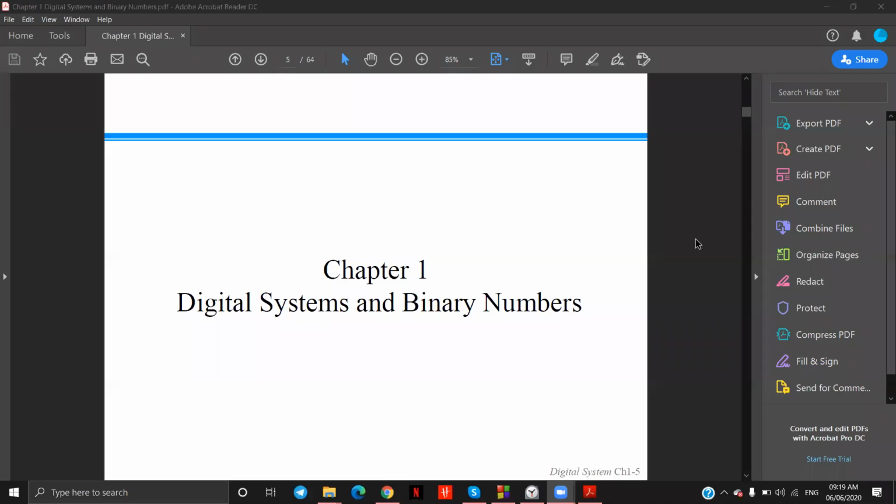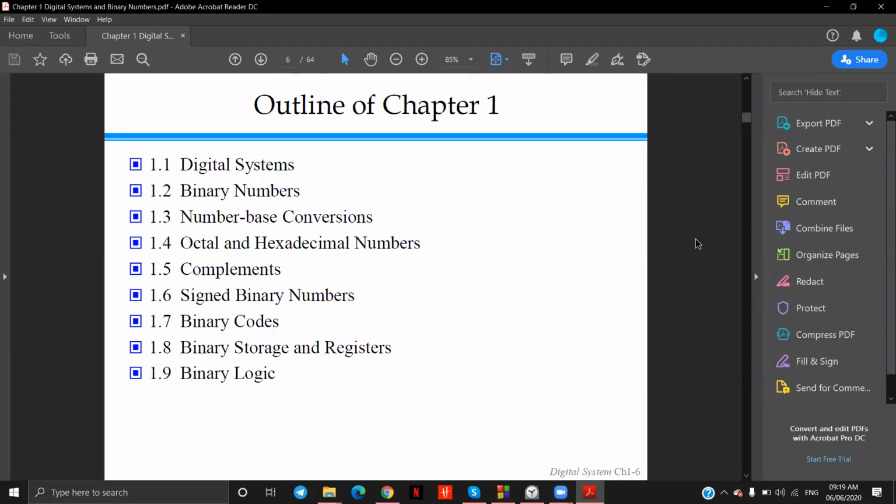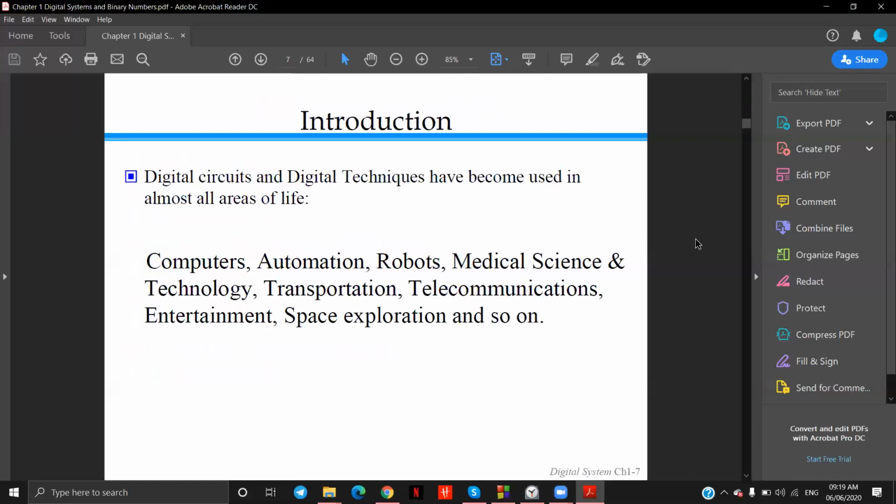So our today's topic is digital systems and binary numbers. In this chapter, we are going to discuss digital systems, binary numbers, number-base conversions, octal and hexadecimal numbers, complements, signed binary numbers, binary codes, binary storage and registers, and binary logic. Okay, first one is the introduction.